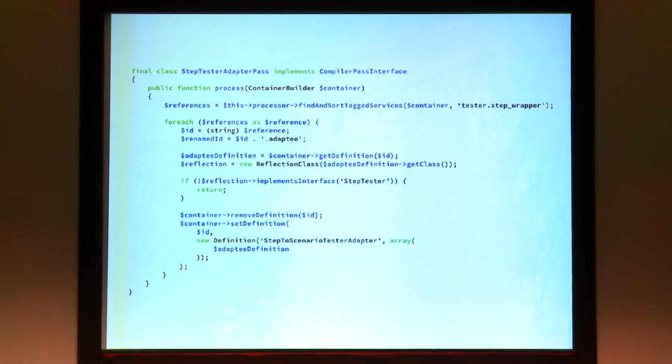Here's another compiler pass for that. It iterates over all step tester wrappers that I have there, before another compiler pass does, checks their interface, and if their interface is the old one, automatically and dynamically wraps them into the adapter and puts them back into the container. That's it. So if you wrote an extension that uses the old step tester interface, as soon as I update the interface to the new model, everyone on the BEHAT side will use the new model, while your extension will still continue working.